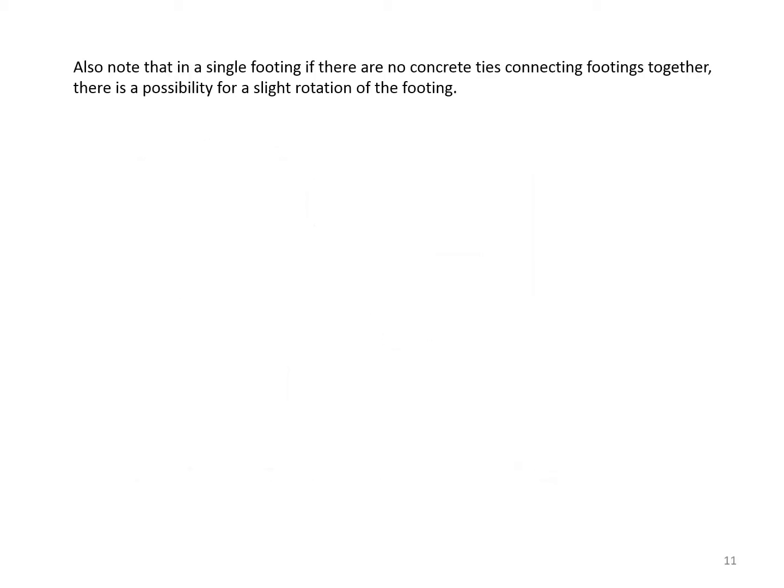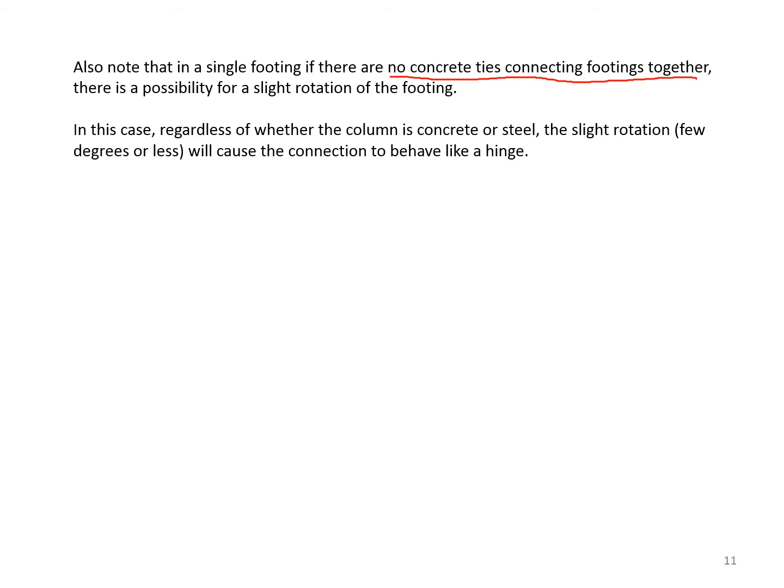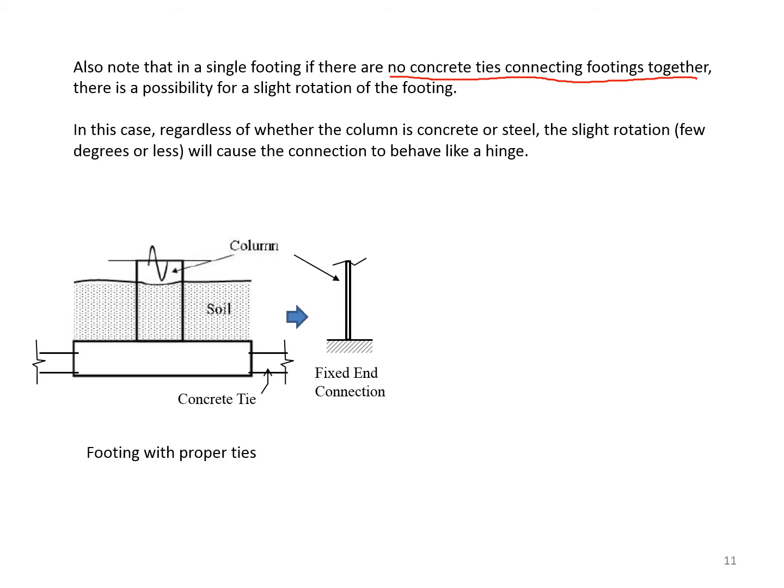Also note that in a single footing, if there are no concrete ties connecting footings together, there is a possibility for a slight rotation of the footing. In this case, regardless of whether the column is concrete or steel, the slight rotation, which may be only a few degrees or less, will cause the connection to behave like a hinge. Let's examine this in a figure.